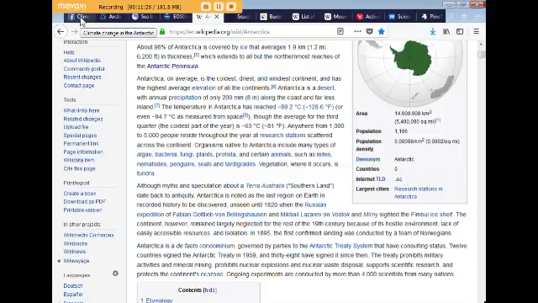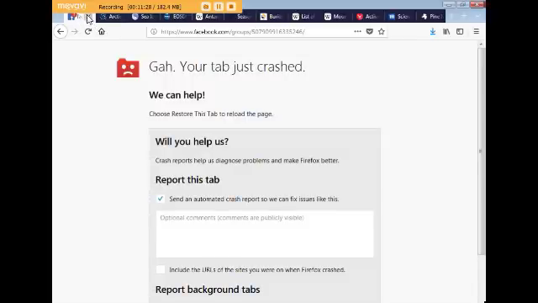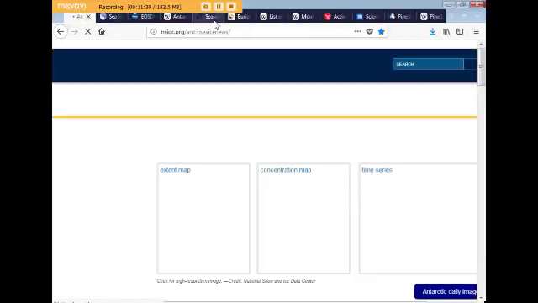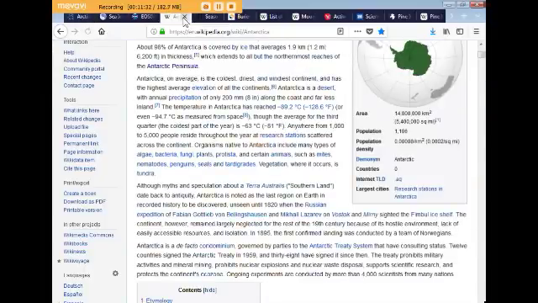Okay, I tell you what I'm going to do. I'm going to get rid of these tabs as I use them. Maybe that'll help.